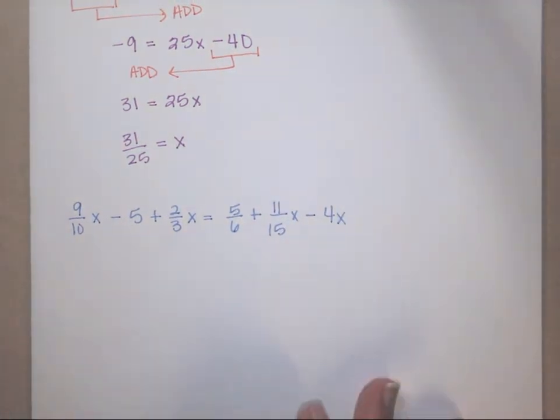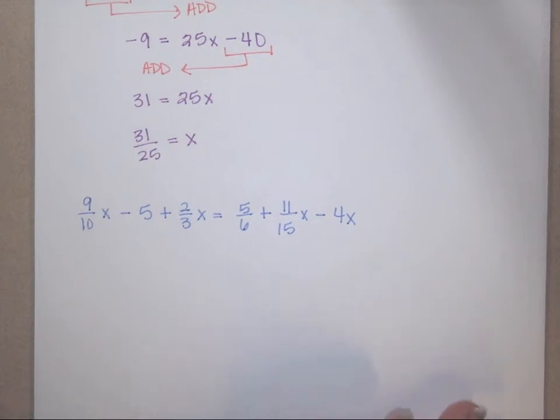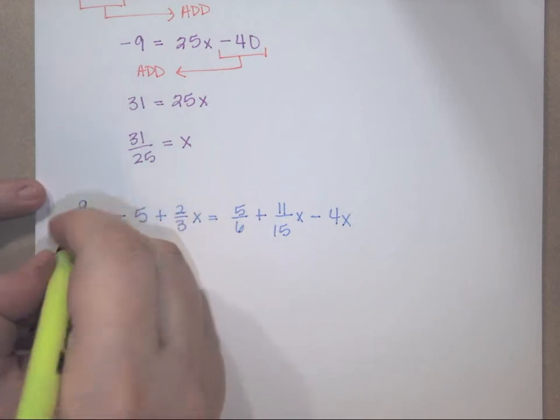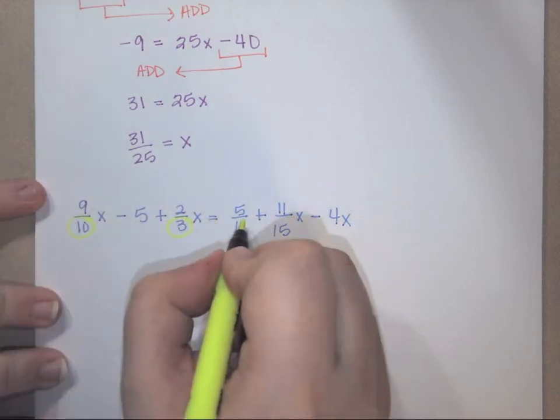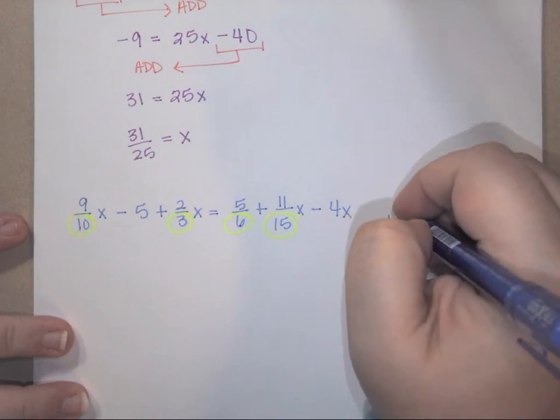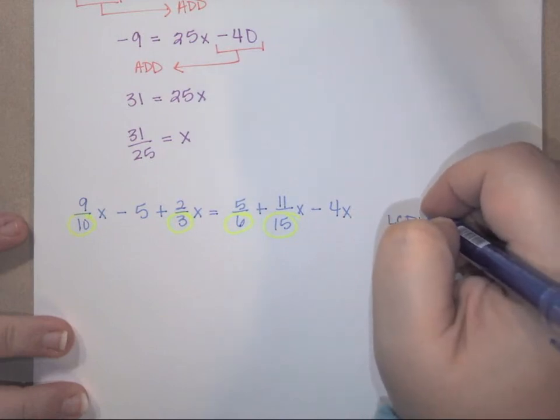Again, like before, one of the first things we want to do is identify that LCD. Just like before, we look at these denominator values. We have a 10, a 3, a 6, and a 15. If we're looking at these four values, one of the things they have in common is 30.